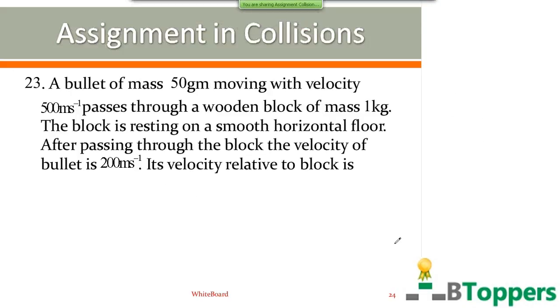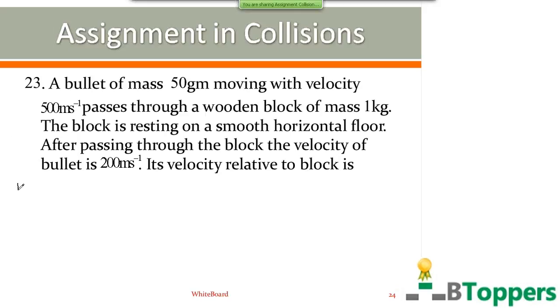Look at question number 23. A bullet of mass 50 gram moving with velocity 500 meters per second passes through a wooden block of mass 1 kg. The block is resting on a smooth horizontal floor. After passing through the block, the velocity of the bullet is 200 meters per second. Its velocity relative to the block is?